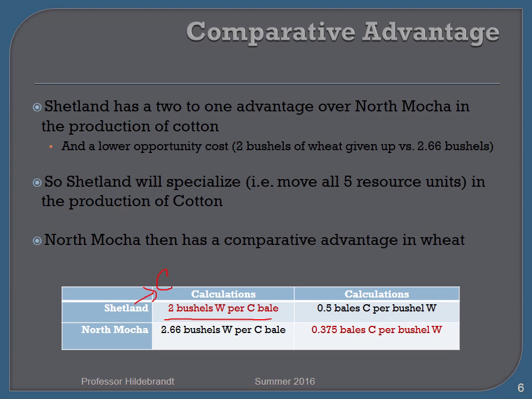And by specializing, what we mean is all 5 of their resource units, instead of dividing them, now all 5 resource units will go into the production of that one thing. North Mocha, on the other hand, has a comparative advantage in wheat. Why? Because the 0.375 bales they give up is a smaller number than 0.5 bales for Sheetland.